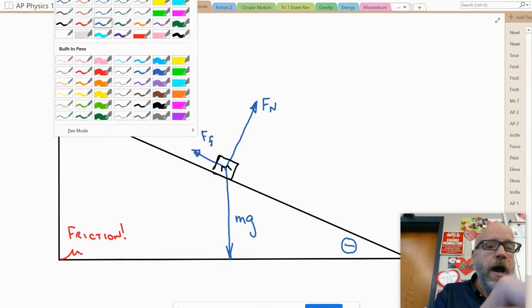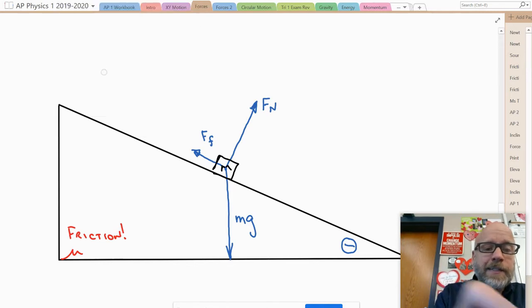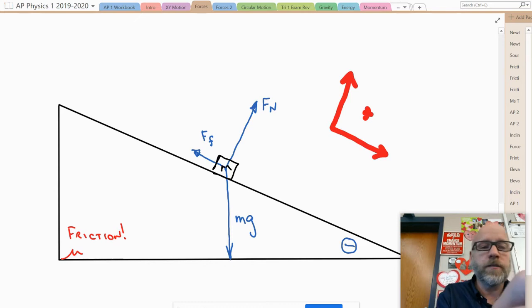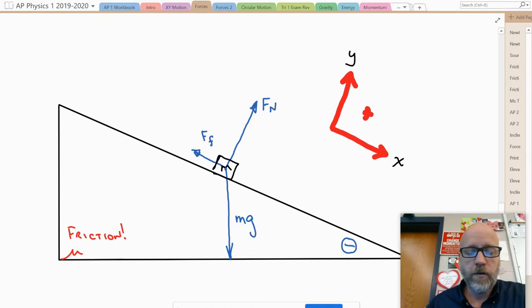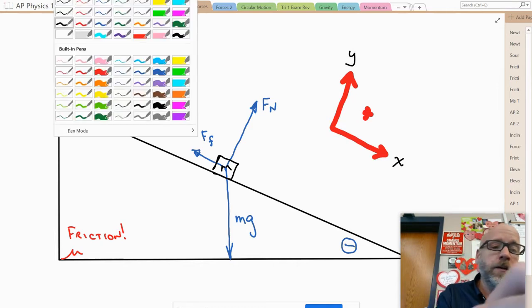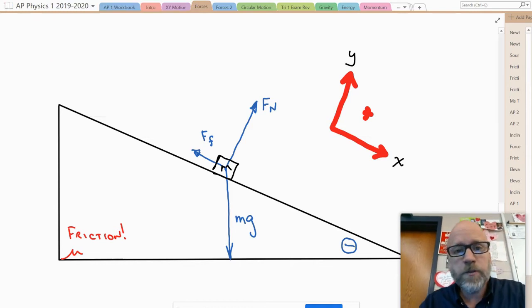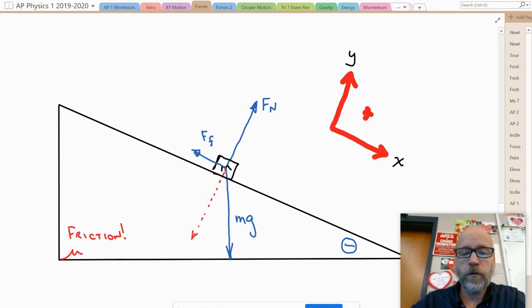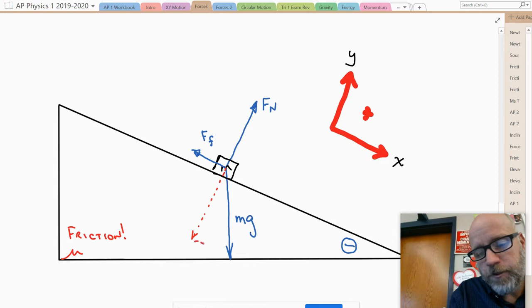Now, when I solve these problems, I have to go ahead and define which direction is positive. And I'm going to make perpendicular to the surface and down the incline my positive directions. I would even say that this would be my new x and y directions. Now, with that done, it becomes apparent that in order to sum up the forces, I need to break up mg into its components. So I'm going to make one vector perpendicular to the surface, and the other vector parallel to the surface.